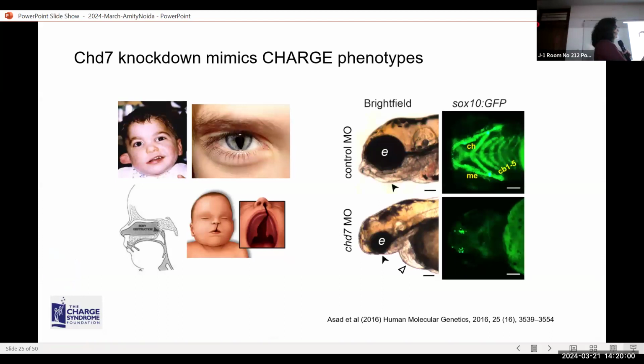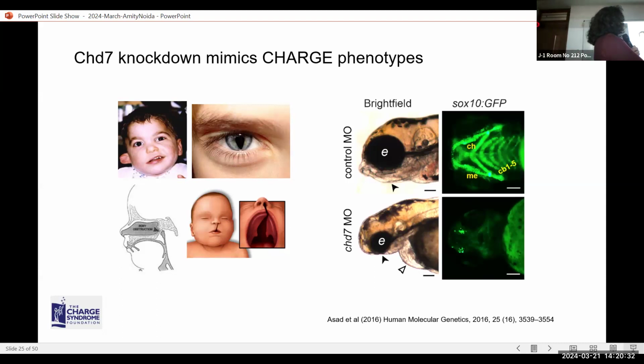The gene that is affected in CHARGE is called CHD7. It's a chromatin remodeling protein. What we did is we knocked down CHD7 using antisense oligonucleotide. You will see that written as MO here because these are morpholino modified antisense oligonucleotides. Okay. So this is CHD7 morphant animals. These are control animals. And you can see that there are stark differences in these two embryos, right?